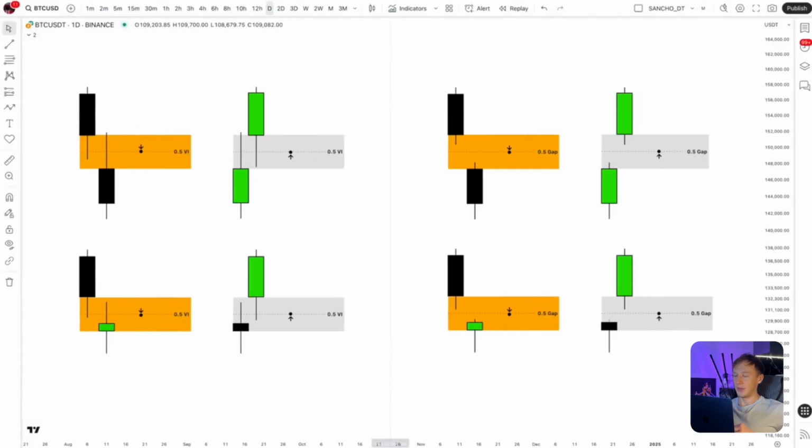Below are examples of how they form. Resistance zones are marked in orange and support zones in gray. These types of inefficiencies are found in traditional markets. For example, Bitcoin and Ethereum futures on the CME regularly form volume imbalances and gaps. They can be taken into account to improve analysis accuracy.